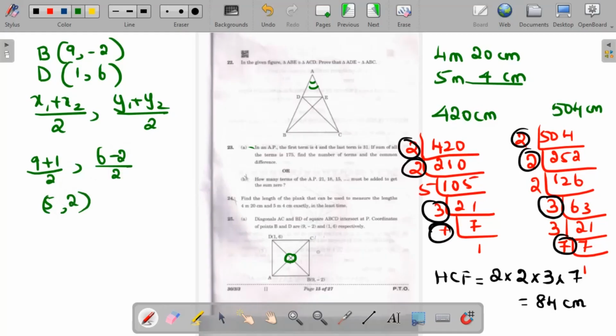So the coordinates of P is going to be (5, 2). Now ABCD is given to be a square. So if I mark AB, BC, CD, AD, everything is going to be given as a. Since the square's angles are going to be 90 degrees, I can apply Pythagoras theorem. So sides AB square plus AD square will be equal to BD square.